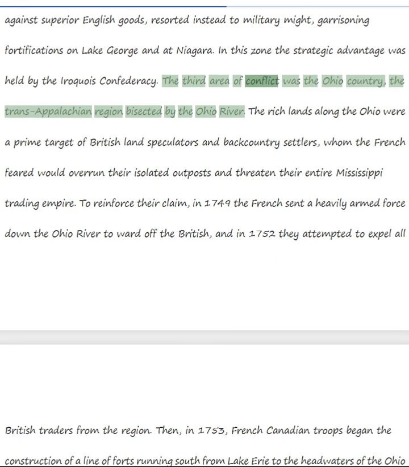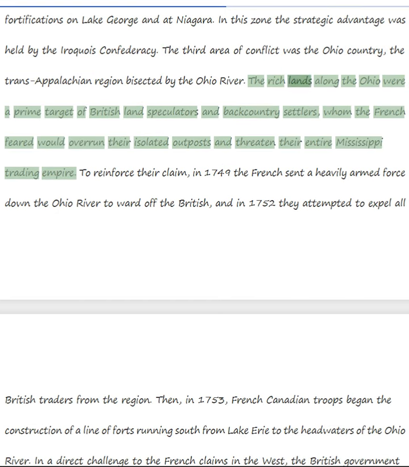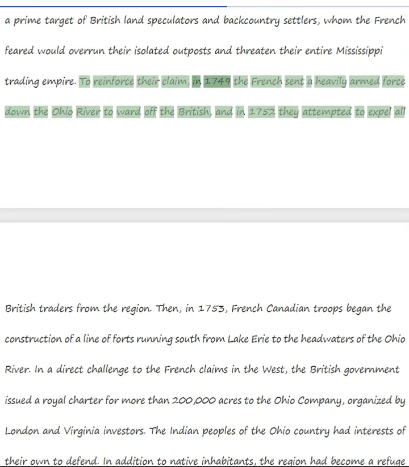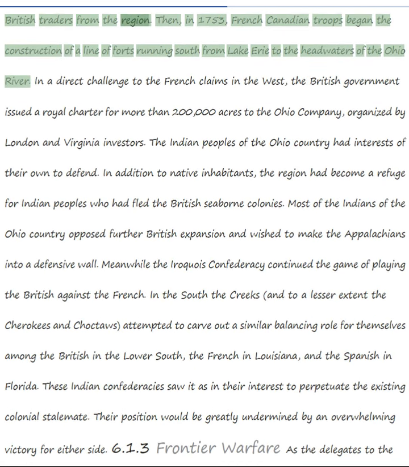The third area of conflict was the Ohio country, the Trans-Appalachian region bisected by the Ohio River. The rich lands along the Ohio were a prime target of British land speculators and backcountry settlers, whom the French feared would overrun their isolated outposts and threaten their entire Mississippi trading empire. To reinforce their claim, in 1749 the French sent a heavily armed force down the Ohio River to ward off the British, and in 1752 they attempted to expel all British traders from the region.